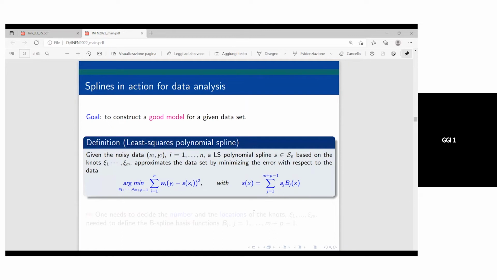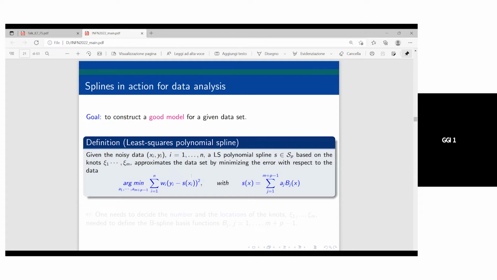We can assume they are noisy. And the spline that we search is the one that is written in terms of the basis, of course, and whose coefficients are the solution of this minimization problem. And once we have the coefficients, the spline is also sometimes called a regression spline.